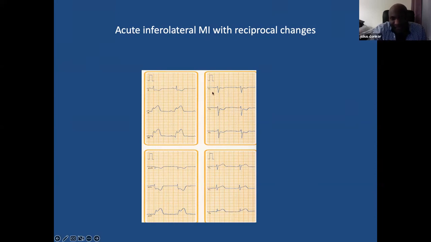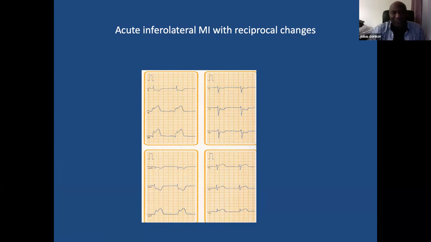Why? Because you've got ST depression in your V1 to V3. And if you put that upside down, you see that it will be slight ST elevation there. So forget about that. This is an inferior posterior MI more than anything. Is that all right?